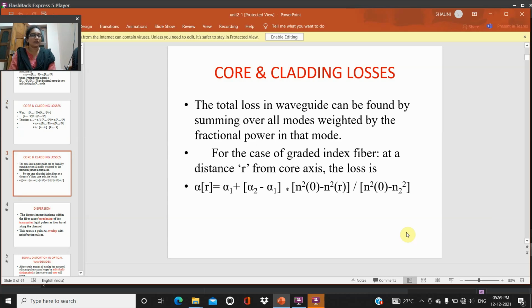The total loss in a waveguide can be found by summing over all modes weighted by the fractional power in that mode. For the case of graded index fiber at a distance R from the core axis, the loss is defined below. Alpha of R is equal to alpha 1 plus (alpha 2 minus alpha 1) into (n square of 0 minus n square of R) by (n square of 0 minus n2 square).